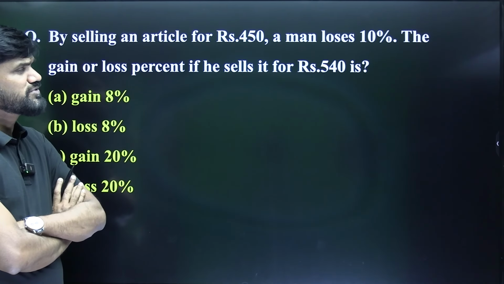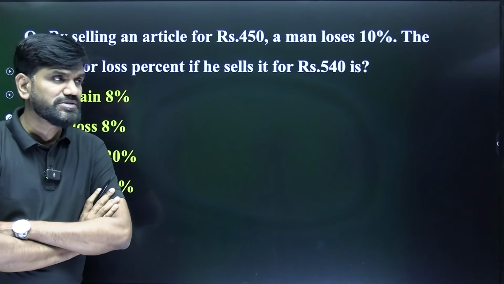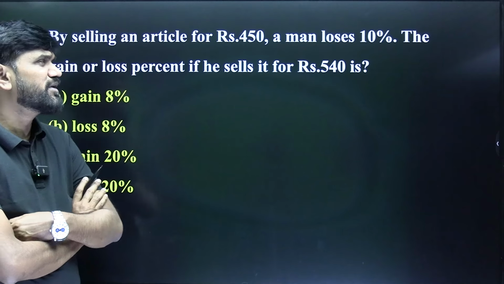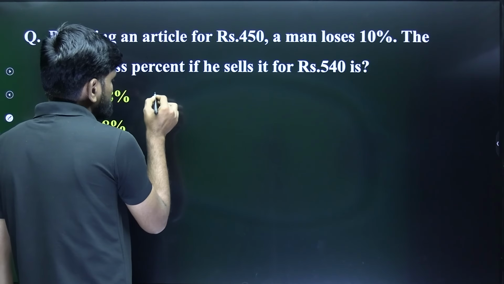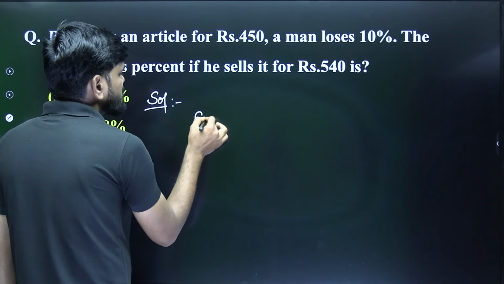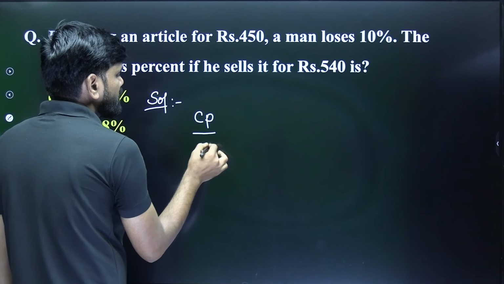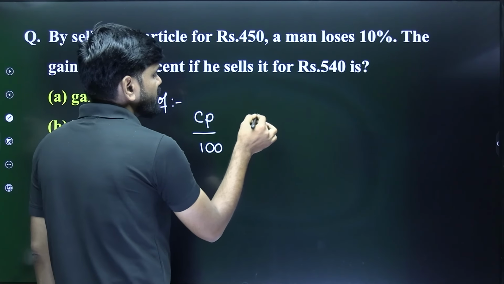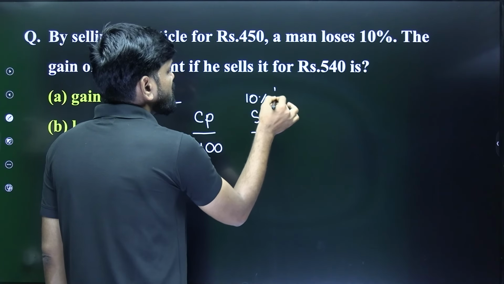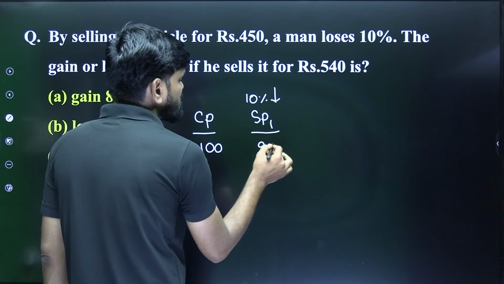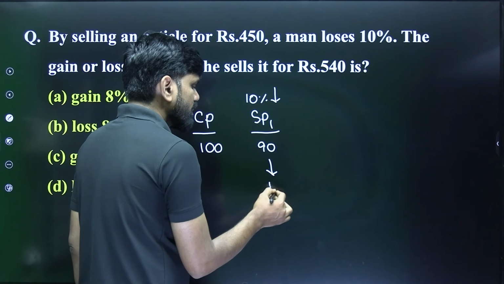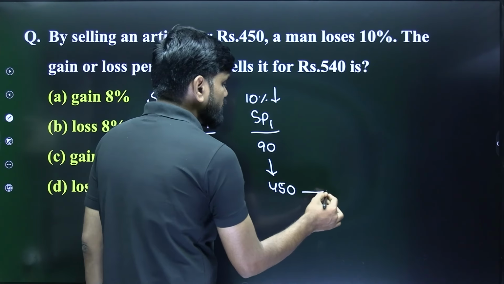By selling an article for rupees 450, a man loses 10%. The gain or loss percent if he sells it for rupees 540 is similar to the previous one, with a slight difference. Let's assume the cost price is 100. If the cost price is 100, in the first case there is a loss of 10%, so the selling price in the first case must be 90. But that 90 is given as 450.